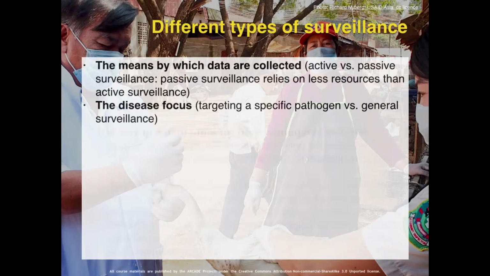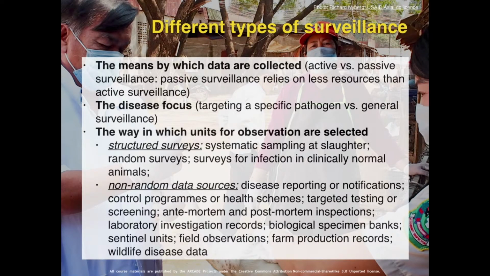Finally, we can use the way in which units of observation are selected to make the difference. In some cases, we use structured surveys, for example, systematic sampling at slaughter, surveys for infections in clinically normal animals, etc. But we can also use non-random data sources. In that case, the sampling is not randomly done.